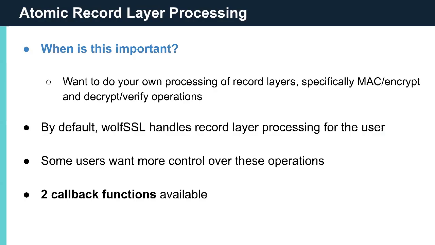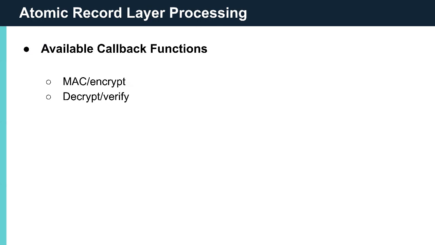For atomic record layer processing, this is when you want to override the MAC and encrypt and then decrypt and verify operations that wolfSSL is doing. By default, we'll handle all those operations for you. We do have some users that want more control over that, and they want to override it and call into their own library or their own hardware to do that operation. Here, there's a couple callbacks available to you, one for MAC generation and encryption, and then one for decryption and verification of a MAC.